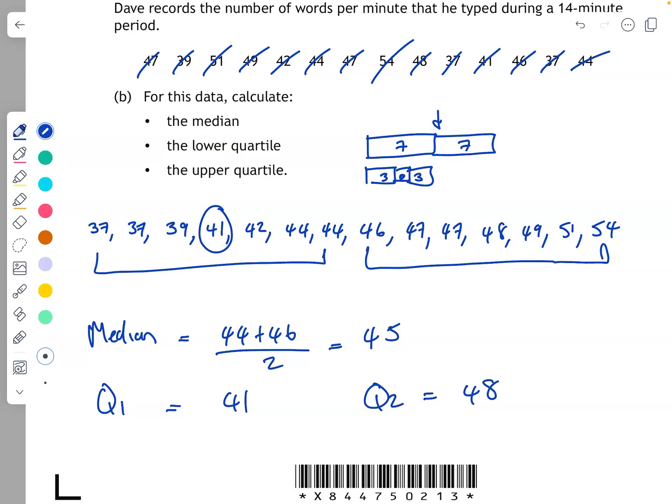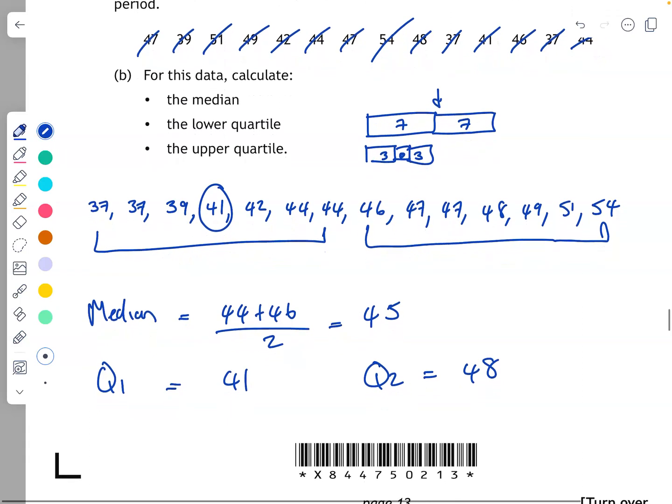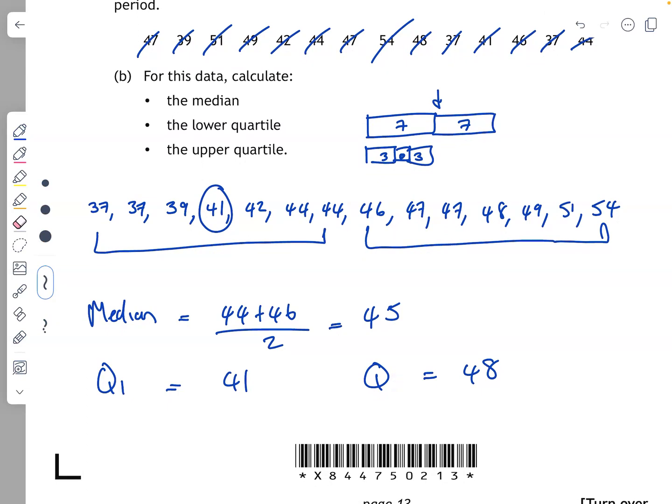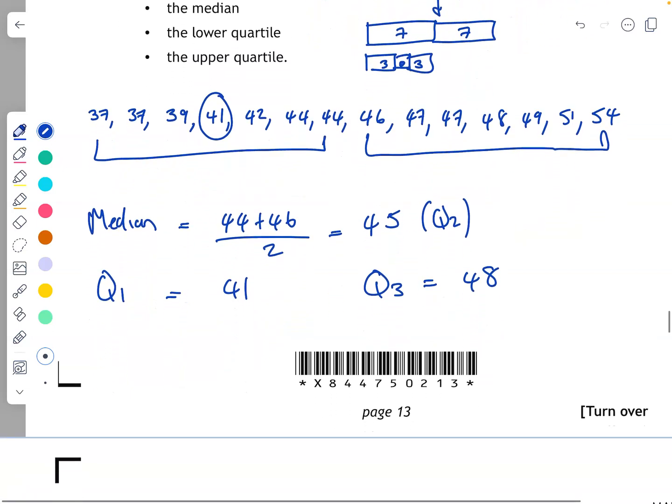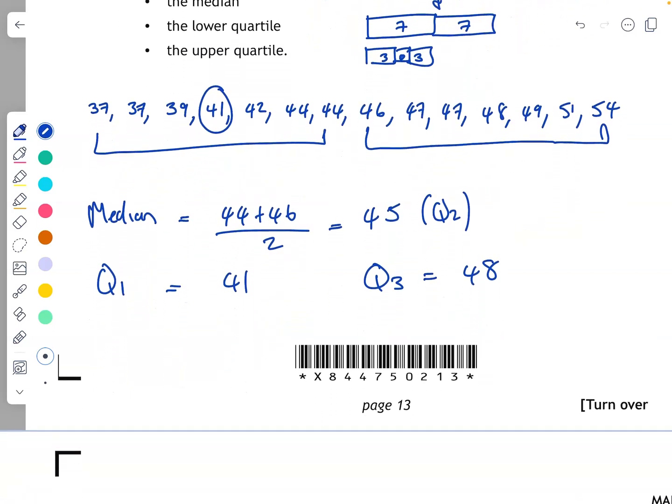So that's the median, the lower and the upper quartile. Actually, sorry, I've put Q2. Q2 is actually the median. I meant to put Q3. So the median is what Q2 is. I made a little mistake there. My apologies. So the lower is Q1, the upper is Q3.